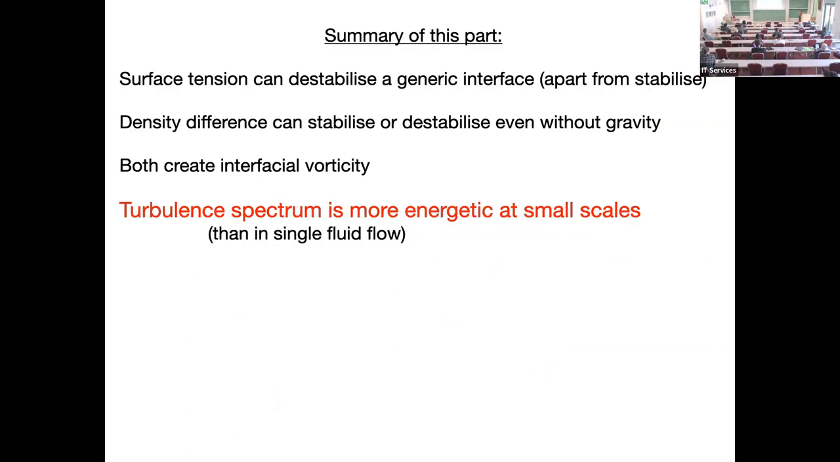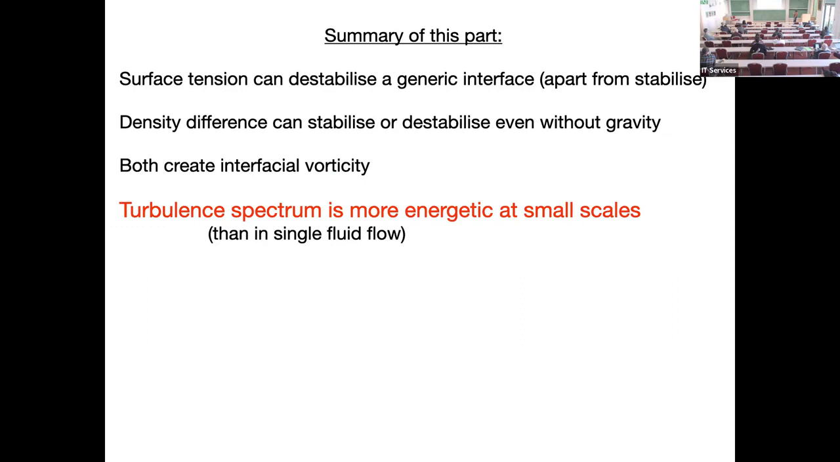Okay, so the summary of this part is surface tension can destabilize a generic interface apart from stabilizing it. It destabilizes it by creating vorticity at the interface. This happens all the time for any generic interface, so long as the curl of the curvature is not 0. In other words, the curvature is not constant. So if it is a perfectly round or perfectly flat interface, then this will not happen. But any other generic interface, it will happen.